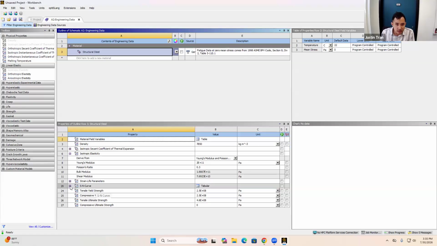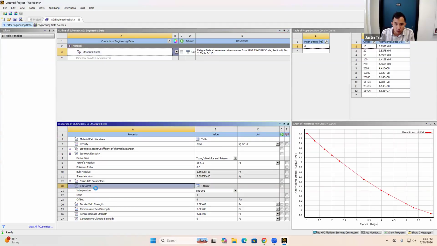And so in order to do a fatigue life analysis, you have to have what's called the SN curve. Now, for structural steel, this is built in automatically. But for other materials, you may have to add this in manually if it's not already built in. So let's look at this SN curve and let's see what information is here. If you click on this SN curve, you can see that we have this new table here. And so this table is kind of everything that you need here.